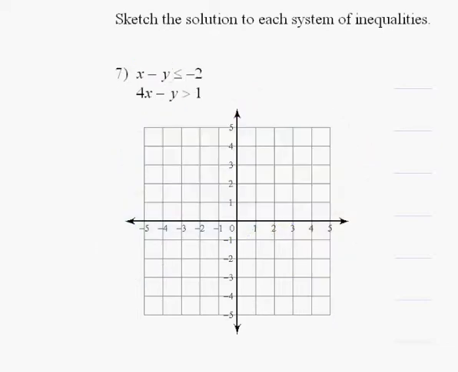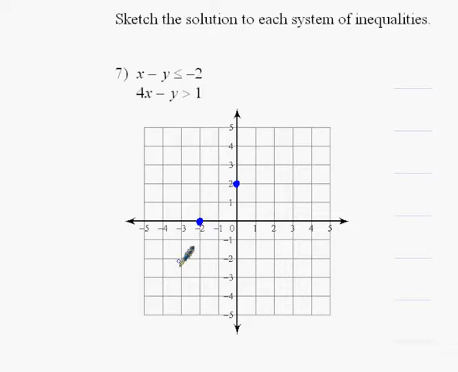Now let's do one more. The first inequality, if I put a 0 in for x, what would I get? What do I have to have for y to get negative 2? Well, it's already negative, so if I put a 2 in for y, I get negative 2 equals negative 2. So 2 in for y works there. If I put 0 in for y, then I get x equals negative 2. So x equals negative 2 right there.